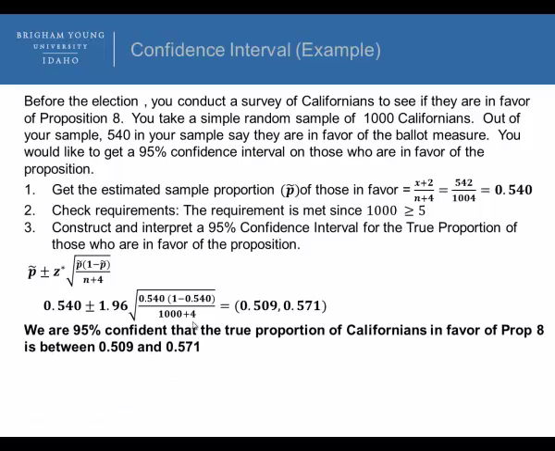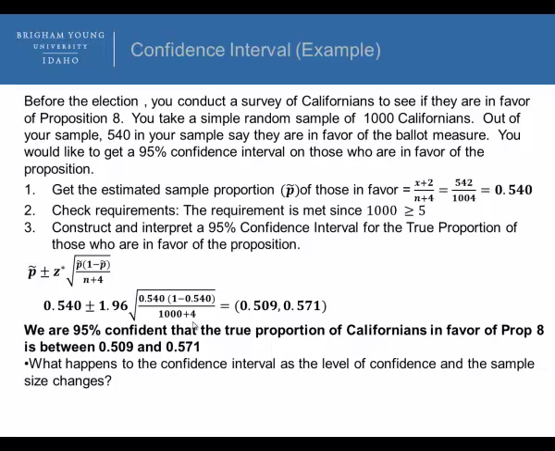So we say that we're 95% confident that the true proportion of Californians in favor of Proposition 8 is between 0.509 and 0.571. Now, as a review, what happens to the confidence interval as the level of confidence and the sample size change? As the level of confidence increases, the width of our confidence interval, or the width of our margin of error, also increases.